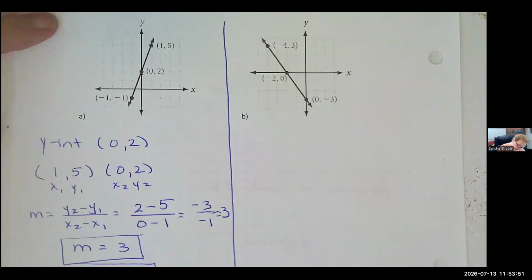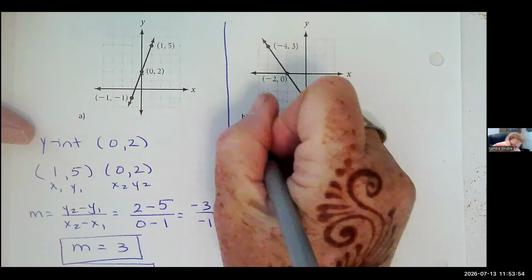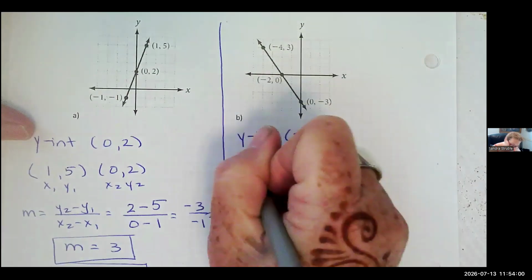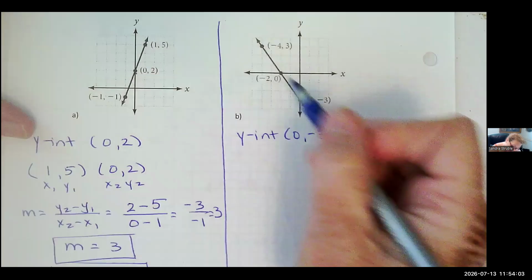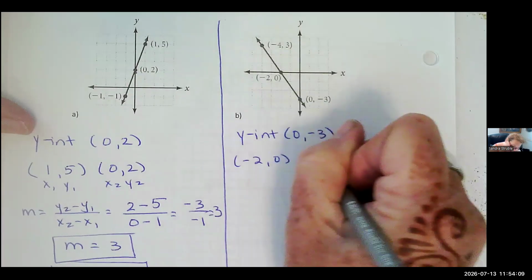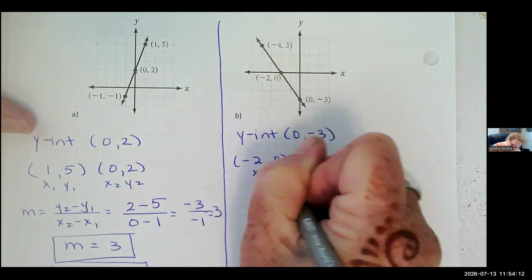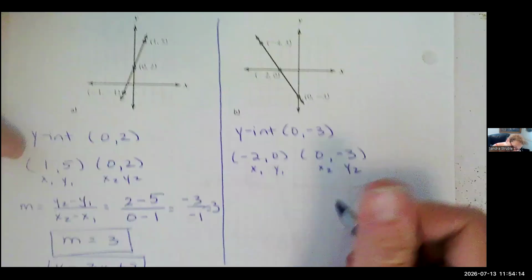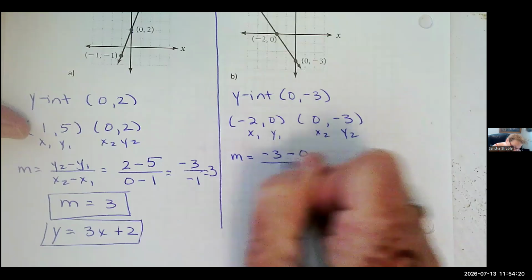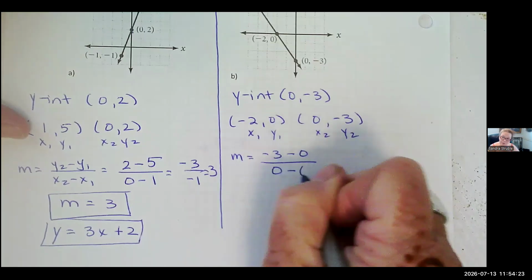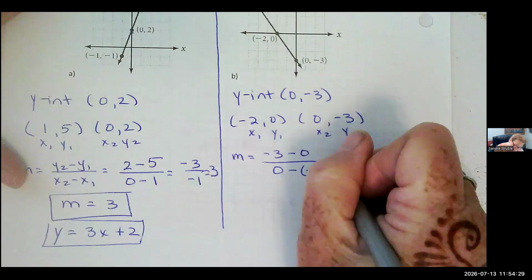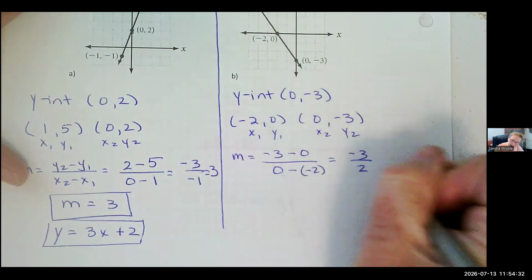All right, for this one, our y-intercept is (0, -3). Our slope is based on 2 points. I can choose these two if I want. I think those are lovely. (-2, 0). I'm all about the zeros. (0, -3). Label x1, y1, x2, y2. Plug and chug. Y sub 2 is -3 minus y sub 1 is 0. X sub 2 is 0 minus x sub 1 is -2. Be careful with that. So many people just write 0 minus 2, and that's wrong. This becomes -3 over +2. So m is -3 halves.